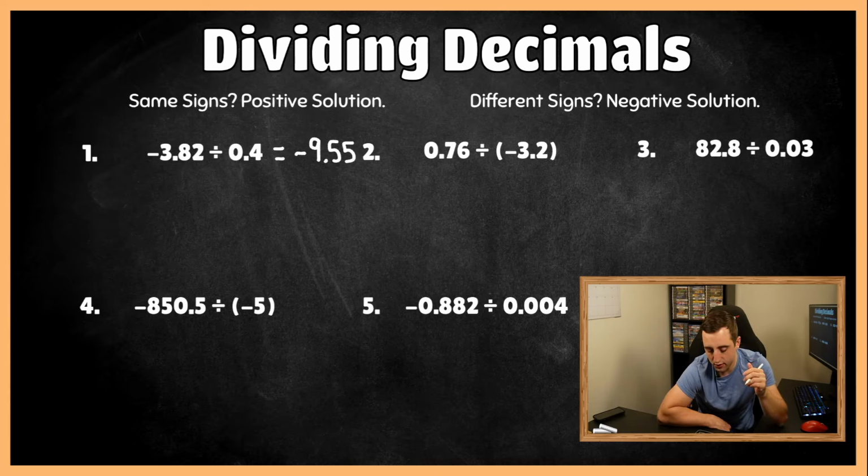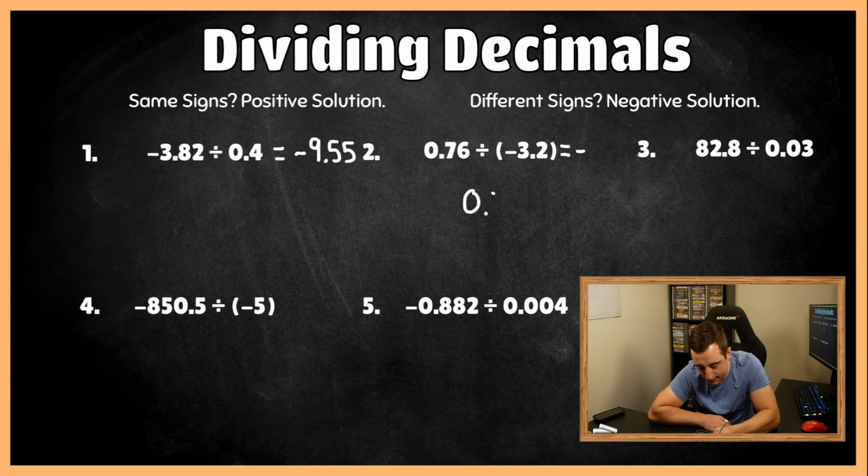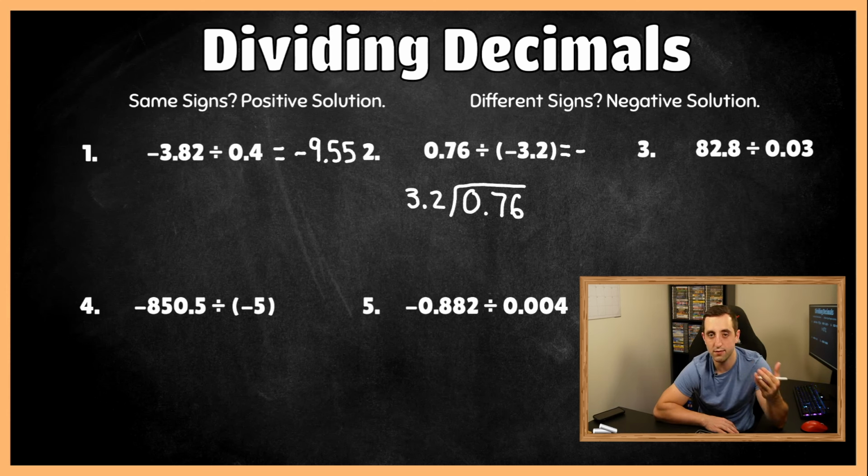We have 76 hundredths divided by negative 3 and 2 tenths. Again, we have different signs, so the final answer is going to be negative. Now let's set up our division problem. We have 76 hundredths as our dividend, the number on the inside, and negative 3 and 2 tenths is going to be our divisor. Again, don't worry about that negative sign because you know your solution's negative already.